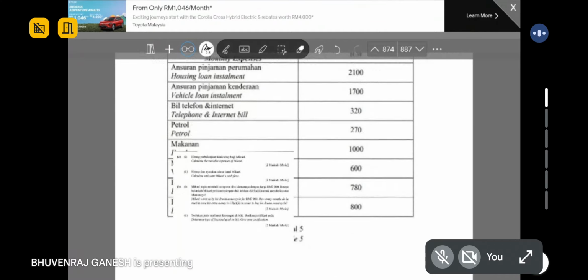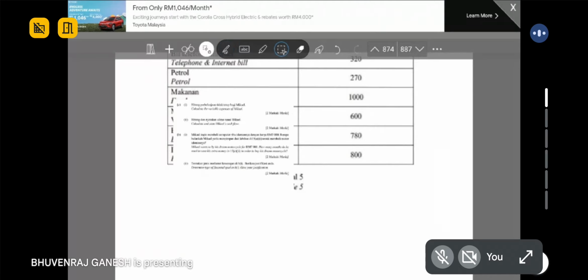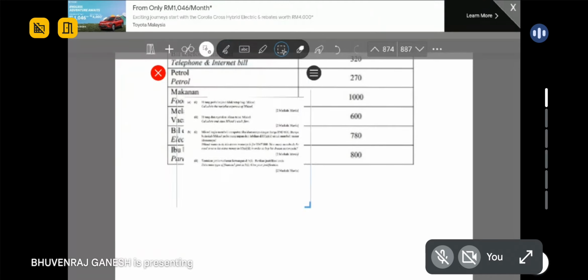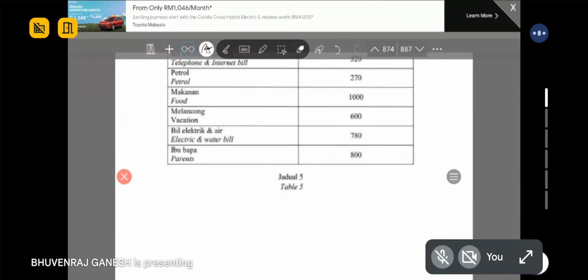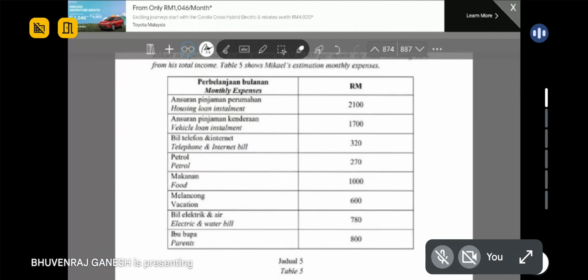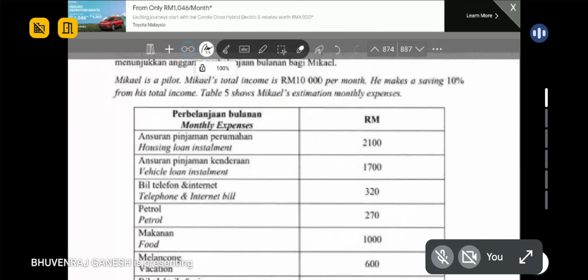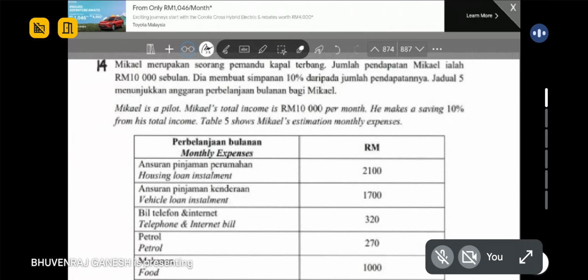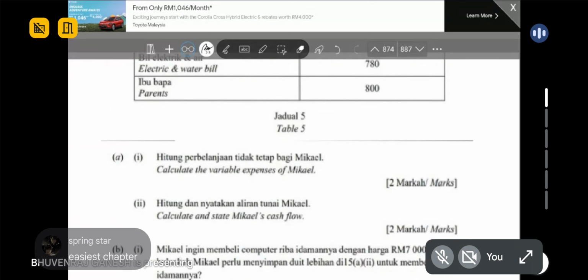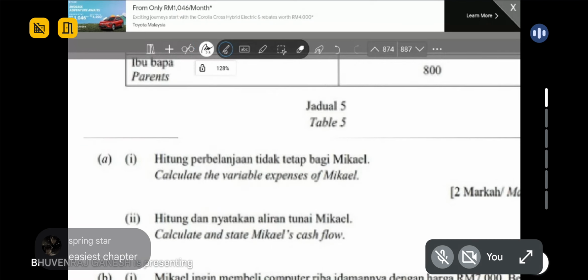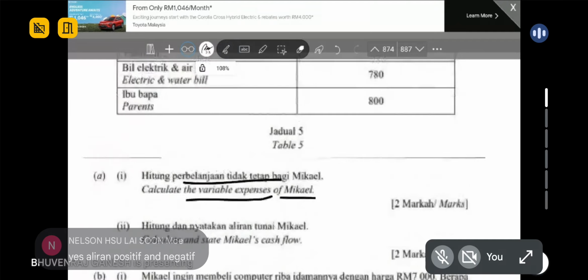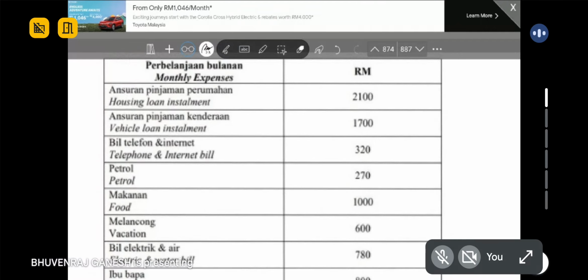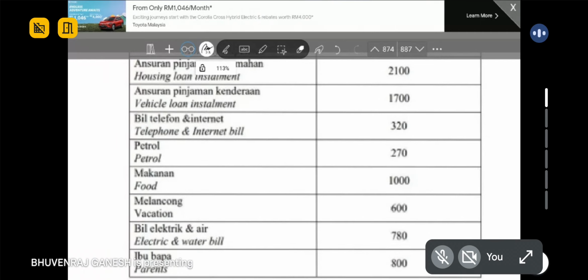Question number 14. Okay, so question 14 is on financial management guys. Pengurusan kewangan. Do you guys still remember this chapter? Masih ingat tak? Form 4 bab 10. Okay, Form 4 chapter 10 is financial management guys. Okay, so let's see the question. Easy. Okay, so question say, calculate the variable expenses. Perbelanjaan tidak tetap.